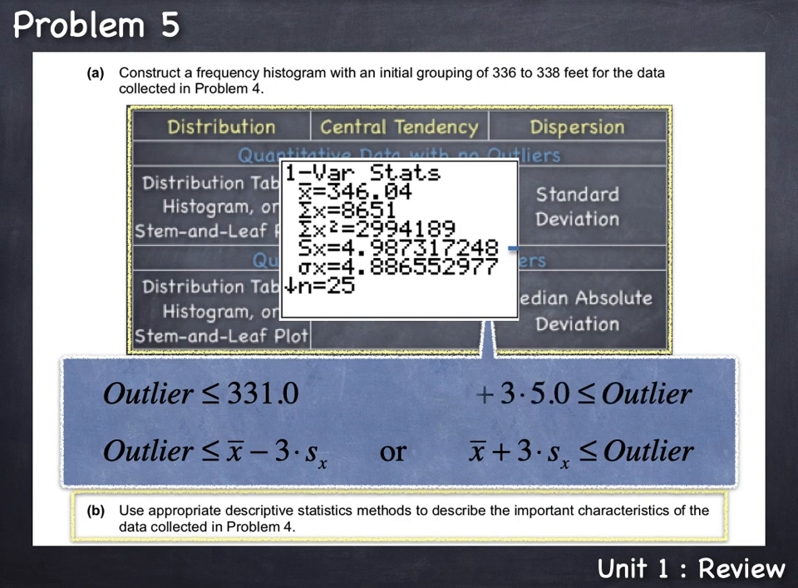For the above average side, we would take the mean x bar of 346.0 plus 3 times s sub x, which is 5.0. 346.0 plus 3 times 5.0 equals 361.0. So any stopping distance that is 361.0 feet or higher would be considered an outlier on the high side.